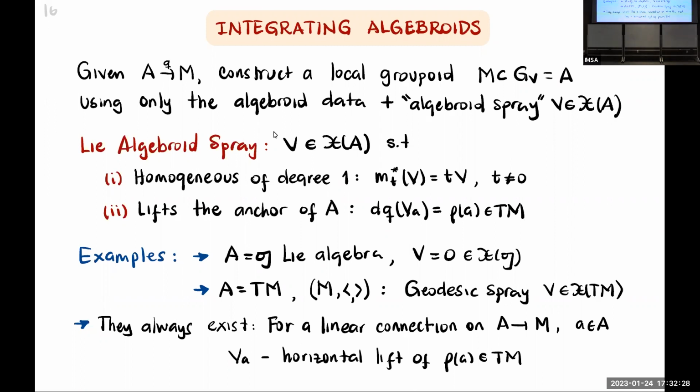Also, maybe you are more familiar with the second example. If you have A equal to the tangent bundle of a manifold, and this manifold is a Riemannian manifold, then there is this notion of geodesic sprays, which are vector fields on the tangent bundle of M, so that the flow respects the metric, and they have the property that if you project down the flow, then you get geodesics. An observation is that these Lie algebroid sprays always exist. How can you produce one such thing? If you have a linear connection on A, this is something horizontal. Whenever you have a point on A, you can lift rho of a horizontally. This will give me a vector field based at a.